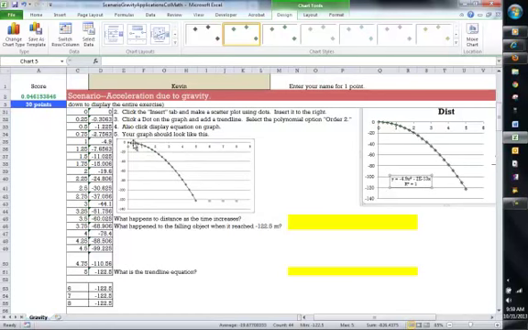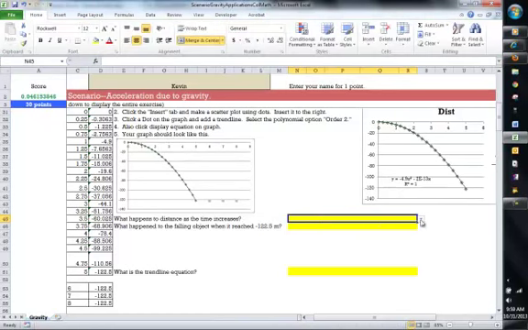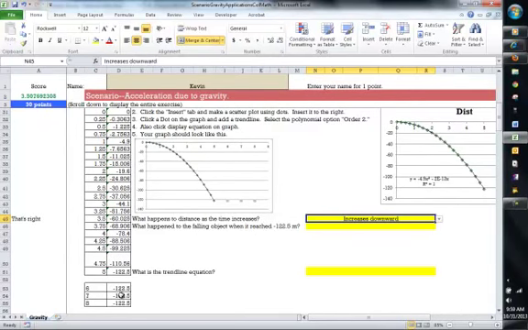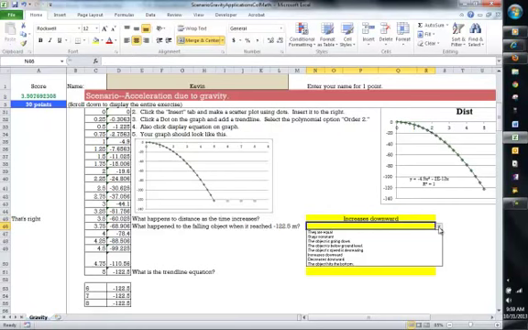So if you notice here, as the object falls, it goes faster and faster. So what happens to the distance as the time increases? The distance increases downward. What happens to the object when it reaches negative 122 meters? Well, if you notice, at 5 seconds it's negative 122, at 6 seconds it's negative 122, and 7 and 8, so it must have hit the bottom.